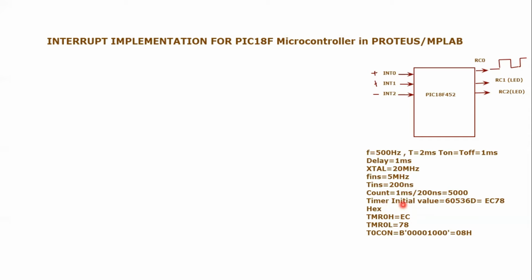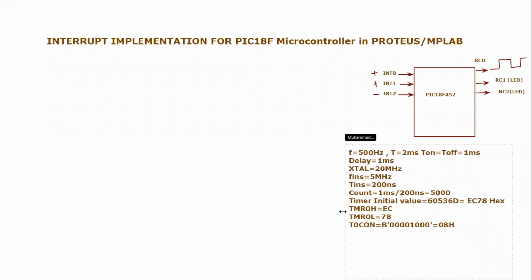And what should be the timer initial value? It should be 60536. I have skipped the procedure. You know that the maximum count is 65,536. You need to subtract that count from the maximum count, so that you will receive 60,536, and this denotes it is hexadecimal. EC78 is the equivalent hexadecimal entry, right? So the initial value was 60,536, and if you convert it into hexadecimal, it is EC78.